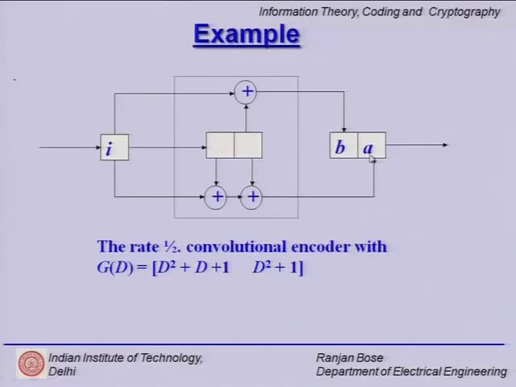So, this first one is linked to the input as d squared plus d plus 1. But if you look at B, the second output, which should be the second element of the matrix, it is nothing but the input d raised to the power 0 plus not the first delay, but the previous to previous one. So, d squared plus 1. All I am doing is relating the input to the output through the series of delays.